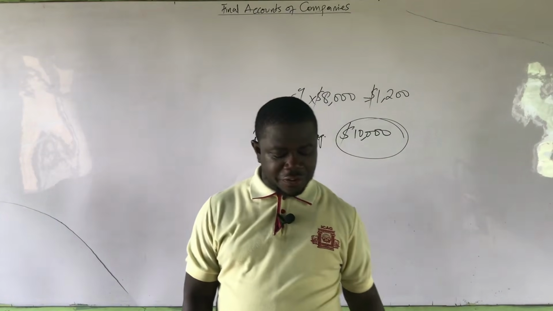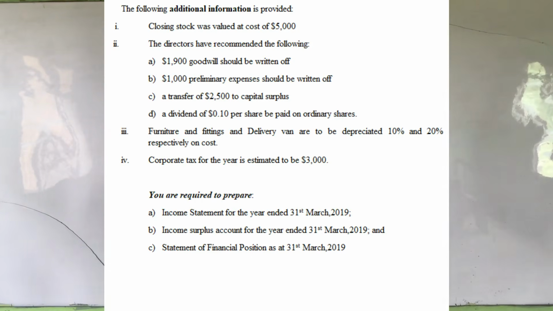So the first additional information is on closing inventory. And I have told you that it's good to do your workings where necessary before you begin the actual work, except for a fact that the workings are not so significant and you can do them as part of the work. Okay, closing inventory does not need any working. These are director's recommendations. So we are going to use the recommendations of the director for the income surplus account.